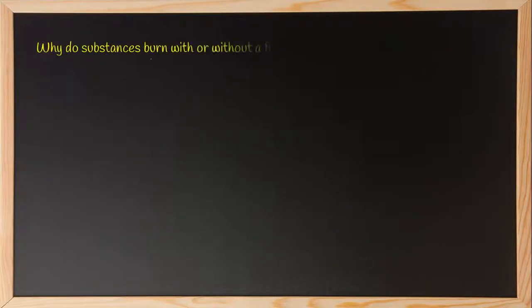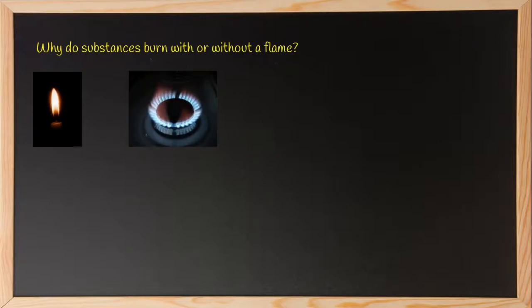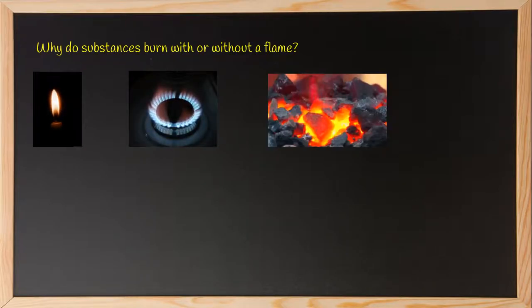Why does a substance burn with or without a flame? For example, this substance is burning with a sooty flame and this with a non-sooty flame. But can you see this? There is no flame at all. It's just burning bright red. There are some substances like wood and charcoal which burn like this.